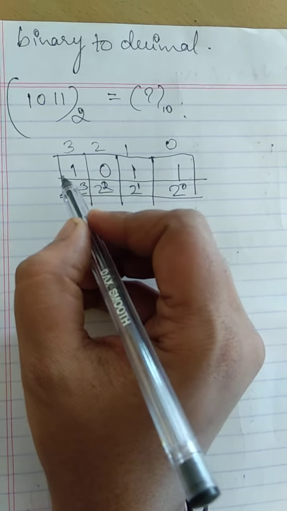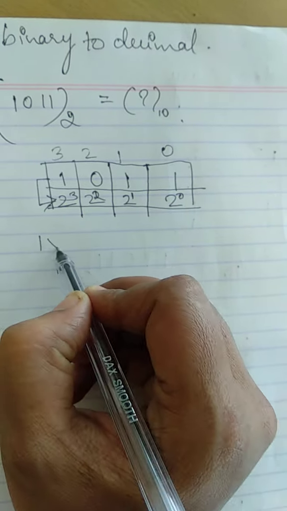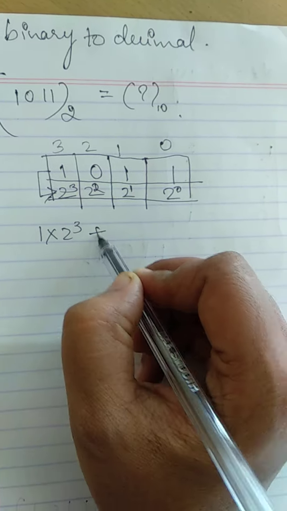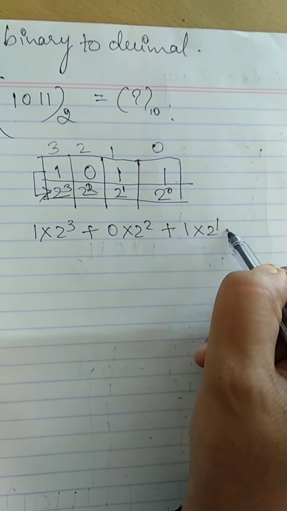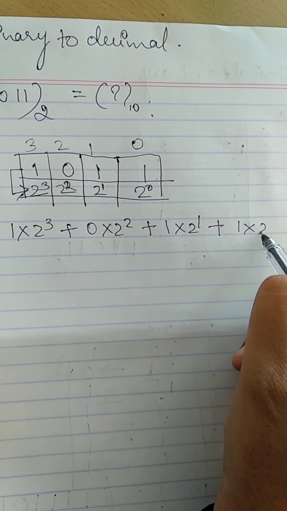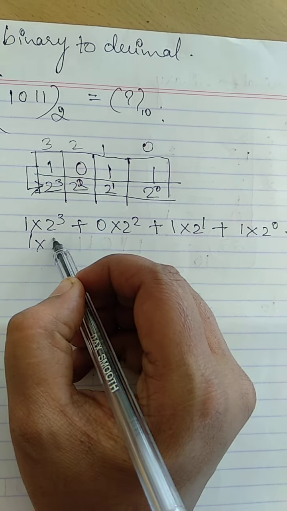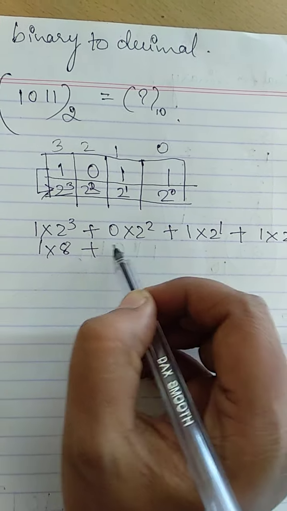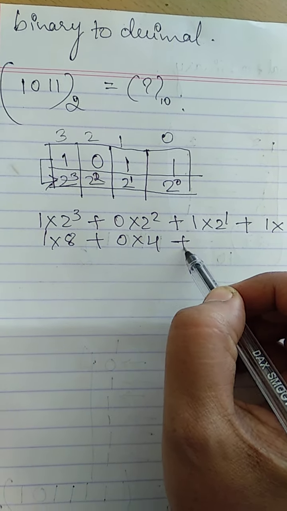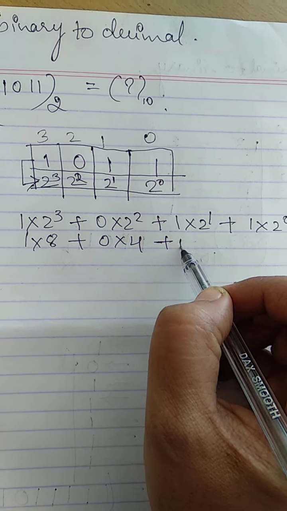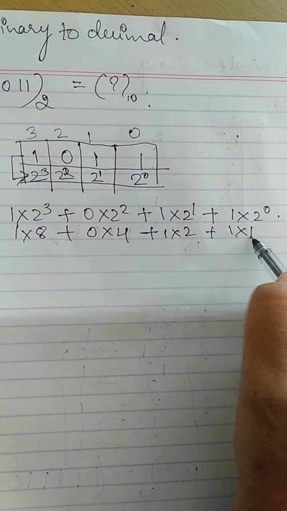So now we'll multiply these values, that is 1 into 2 raised to 3 plus 0 into 2 raised to 2 plus 1 into 2 raised to 1 plus 1 into 2 raised to 0. So 1 into 2 raised to 3 is 8, plus 0 into 2 raised to 2 is 4, plus 1 into 2 raised to 1 is 2, plus 1 into 2 raised to 0 is 1.